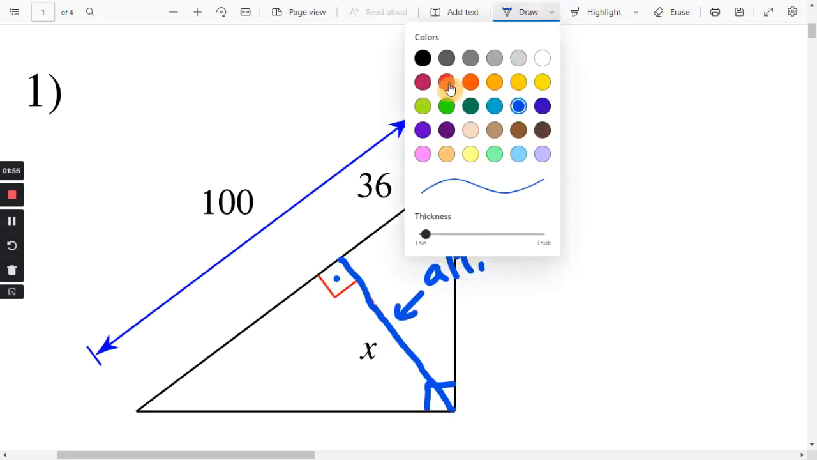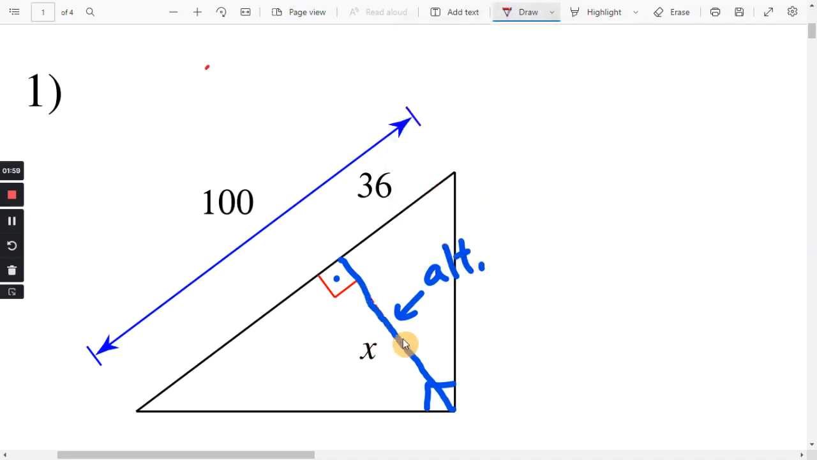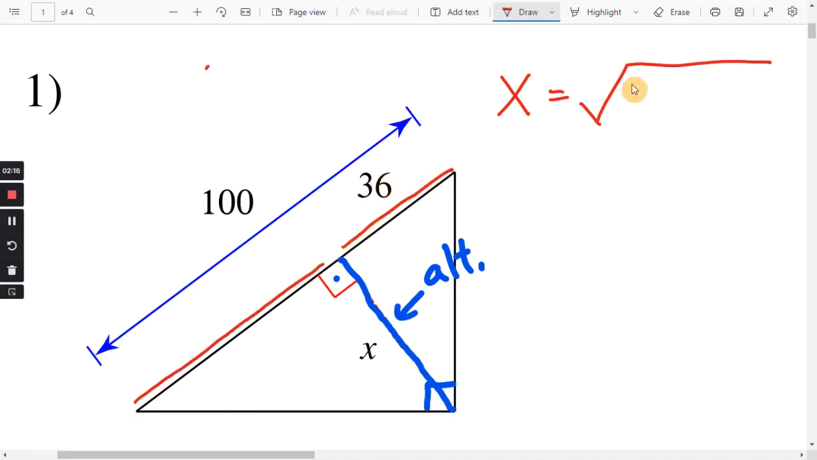All right, and as a result, the altitude, which is x, is going to equal the square root of this and this. Okay, so this segment is 36, and that's going to be times this one here. If the whole thing is 100 and this piece is 36, this one here is just going to be 100 minus 36, which is 64. Okay, so this one here is 64.